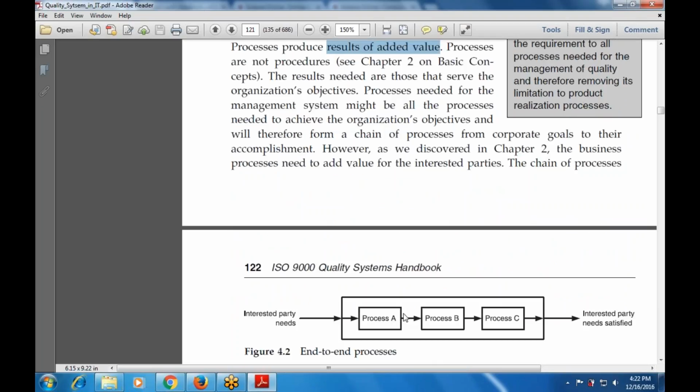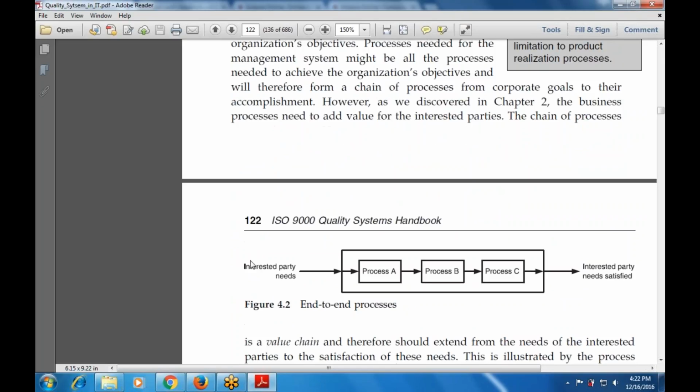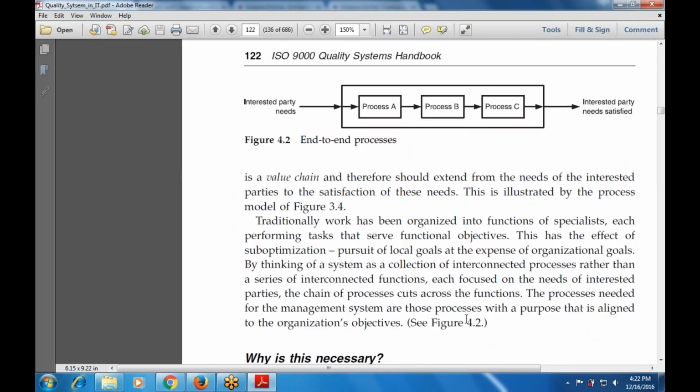Whatever chain is available starts from the interested party needs, then process A, process B, and process C. That is a value chain, and it should extend from the needs of the interested parties to the satisfaction of all their needs.